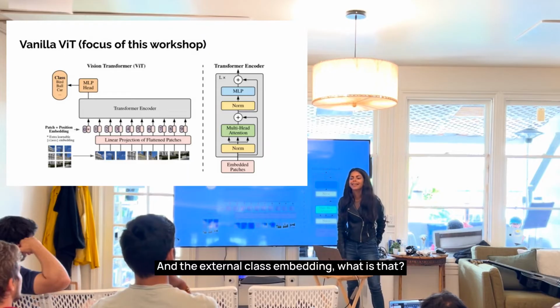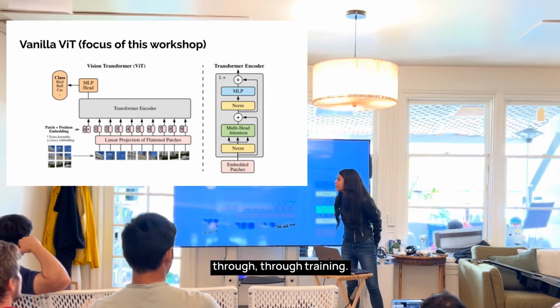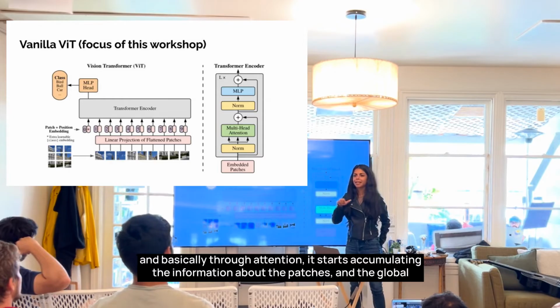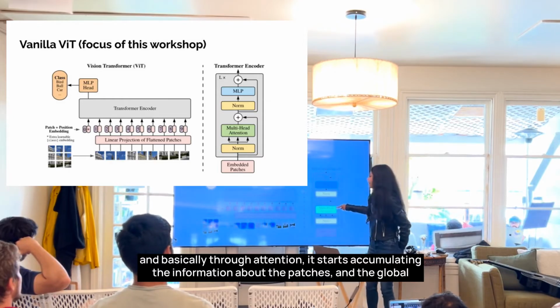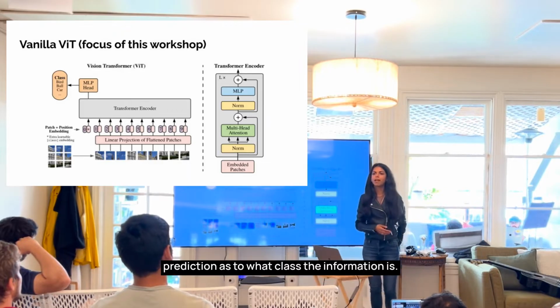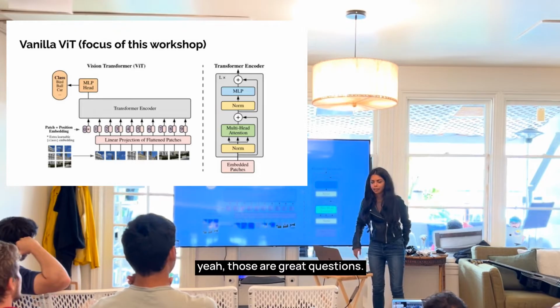And the extra learnable class embedding, what is that? Yes. So that's just an embedding that gets optimized through training, and it starts off with a blank slate initialization, and basically through attention, it starts accumulating the information of all the patches to make the global prediction as to what class the information is. Yeah, no, these are great questions.